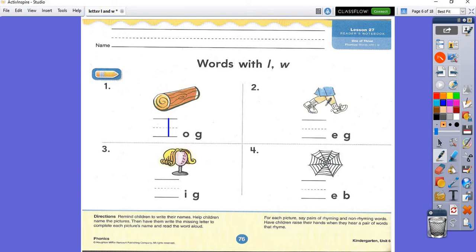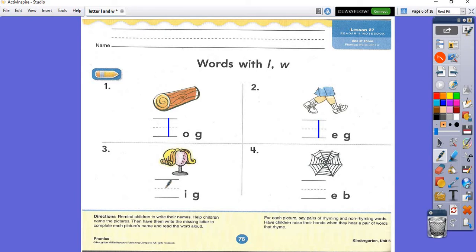Now we have here. What picture is this? These are leg. Leg. What is missing here? The missing is egg. Leg. Very good. What this girl have? This is wig. Wig. And what is the missing letter here?